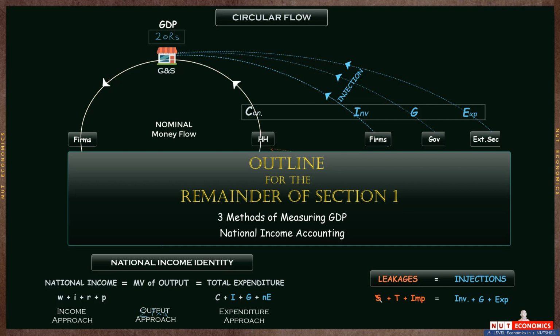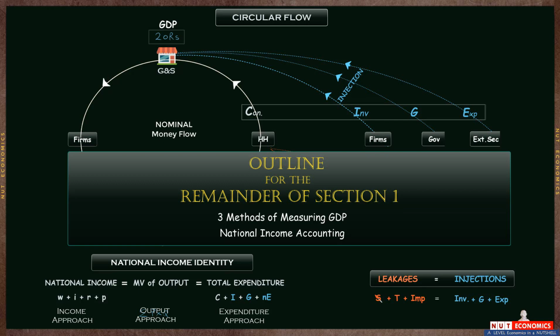And since all of these three things, this identity tells us, are always equal, they are the same, therefore while you measure a country's GDP, you will automatically end up measuring that country's national income as well. So that's the background to what we are going to do now.